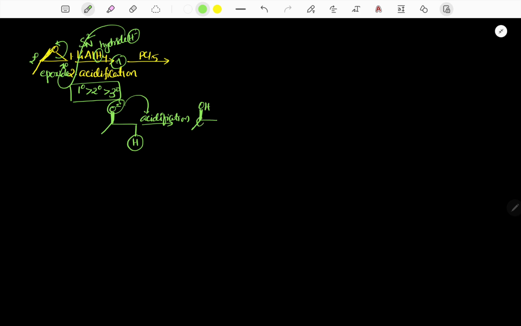So it is not a chiral center. Therefore we can write simply without stereochemistry. It is the first compound.